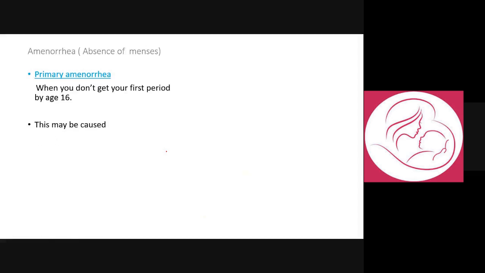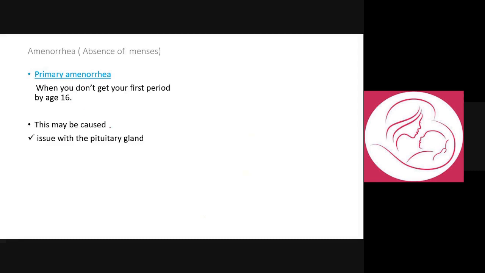Then it may be caused because of the following reasons. Primary amenorrhea is basically associated with girls who have not gotten their first menses even by the age of 16. Nowadays, kids start getting their menses as early as 9 years. So if a girl is not having her first menses or menstrual symptoms by the age of 15, she needs to visit a doctor to rule out this case.